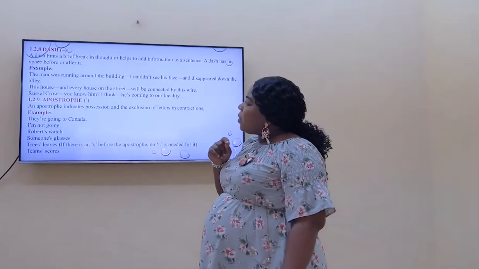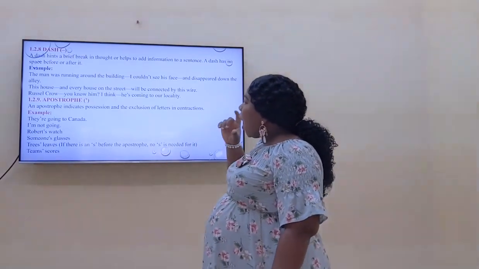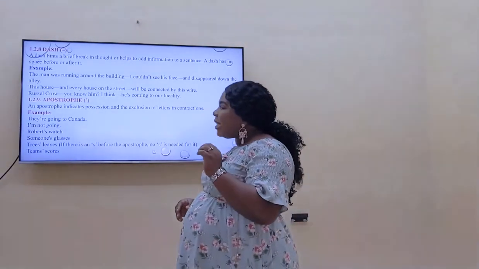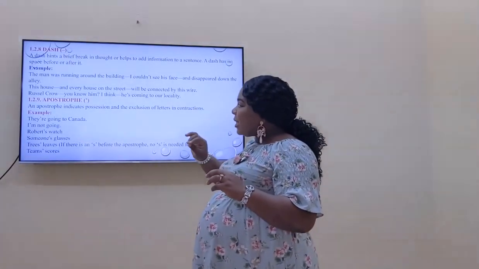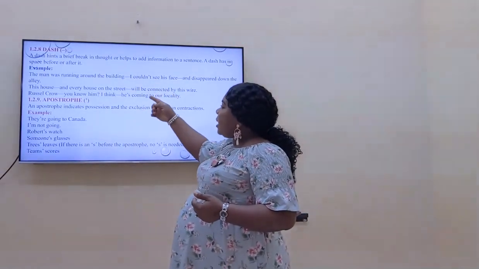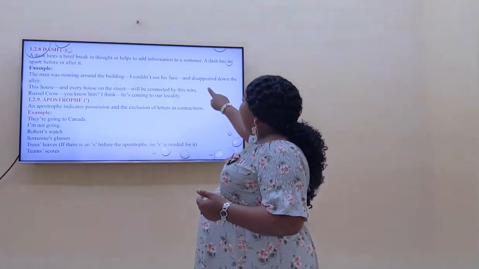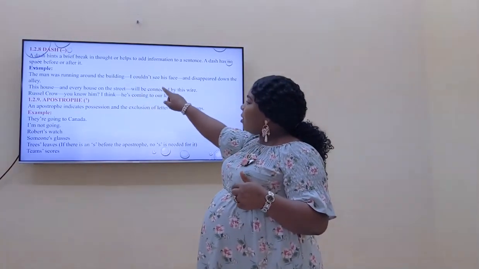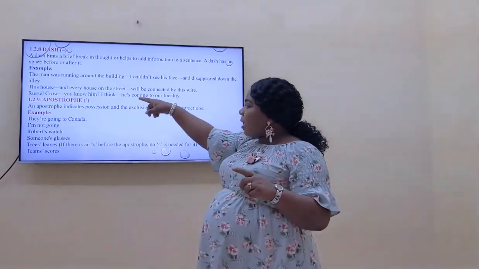Alright, the next one is dash. A dash hints a brief break in thought or helps to add information to a sentence. A dash has no space before or after it. Let's see an example. Remember, it gives you hints or a brief break in thoughts. Okay? The man was running around the building, hyphen. I couldn't see his face, hyphen. No, sorry, not hyphen, dash. Okay? Let's start again. The man was running around the building, dash. I couldn't see his face, dash, and disappeared down the alley.